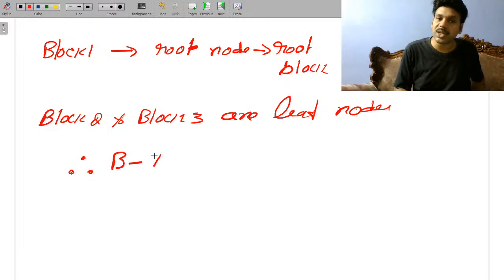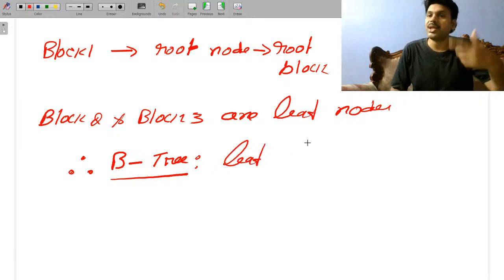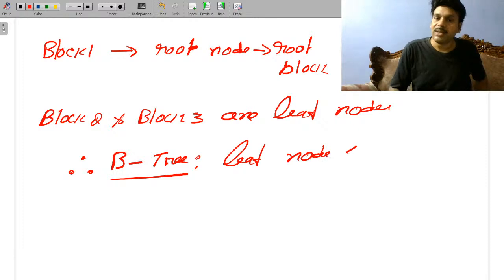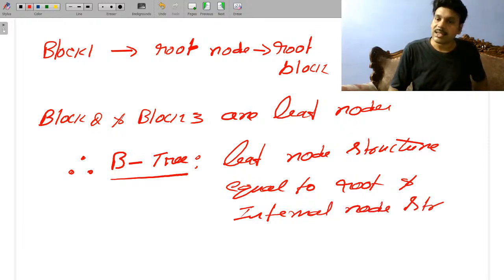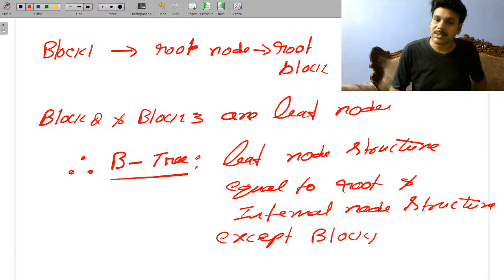Now I will say a very important point. This is the major notation of your B tree. What is that? Leaf node structure is equal to root and internal node structure, except that leaf nodes do not have child blocks. Except block pointers are nulls.